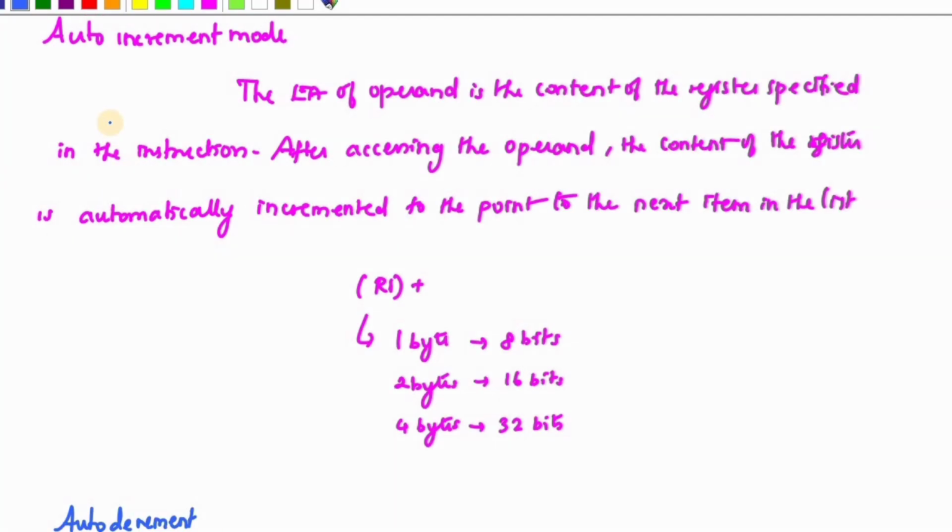In addition to the basic addressing modes, so far we discussed immediate, register, absolute, direct, indirect, index, and relative mode, right? In addition to that, we are going to discuss auto increment mode. Here the effective address of the operand is the content of the register specified in the instruction.